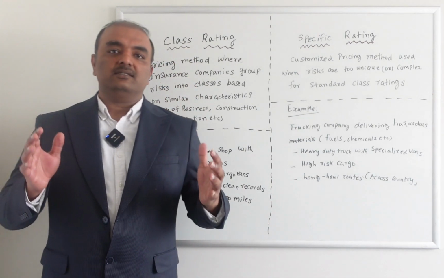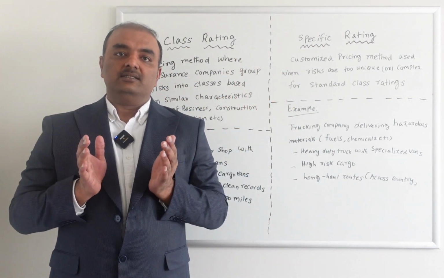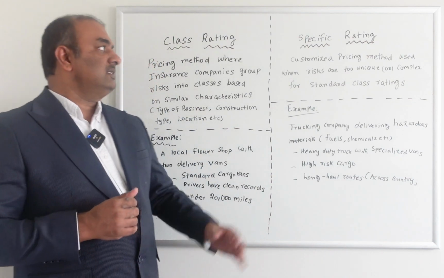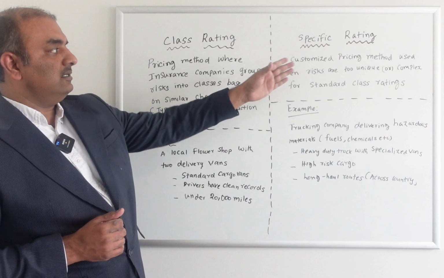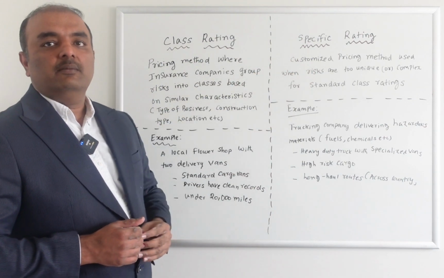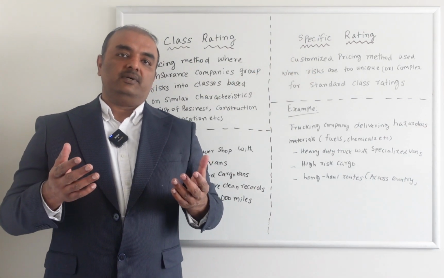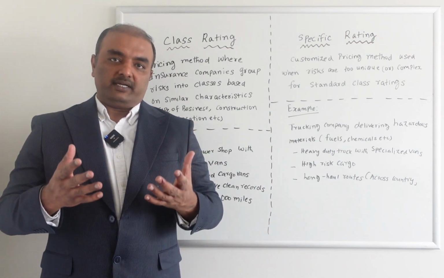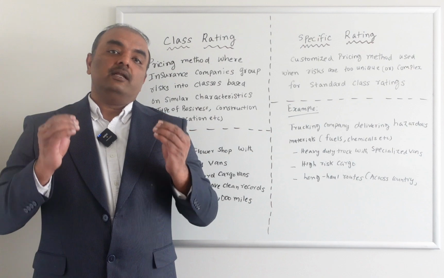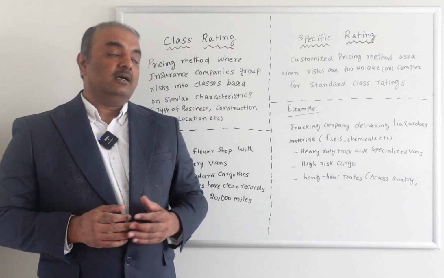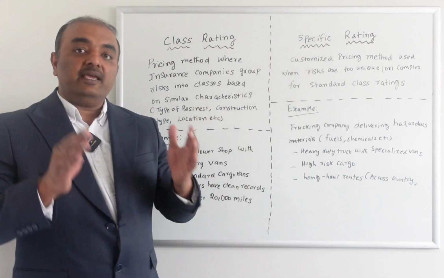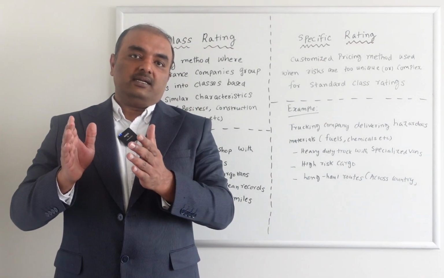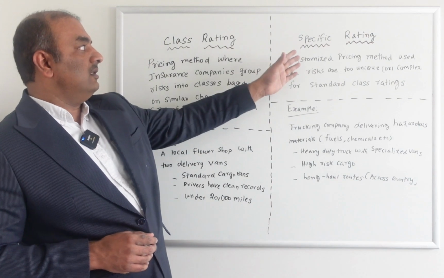It's a class where you group similar risks into one class and then rate them with one rate based on the ISO recommendations, right? Whereas specific rating is customized rating used when the risks are too unique. Say there is a trucking company which is unique and has a lot of fuel or high risk products. Then there will not be rates available for those unique risks. Then we use specific rating, meaning we take each risk, each customer separately and rate them based on their underwriter justification. That is what we call specific rating.